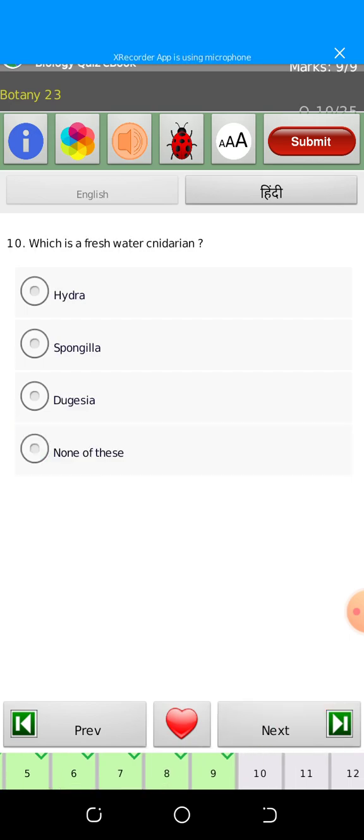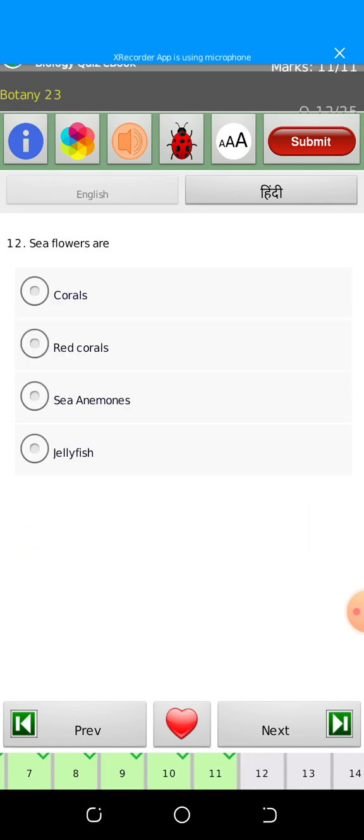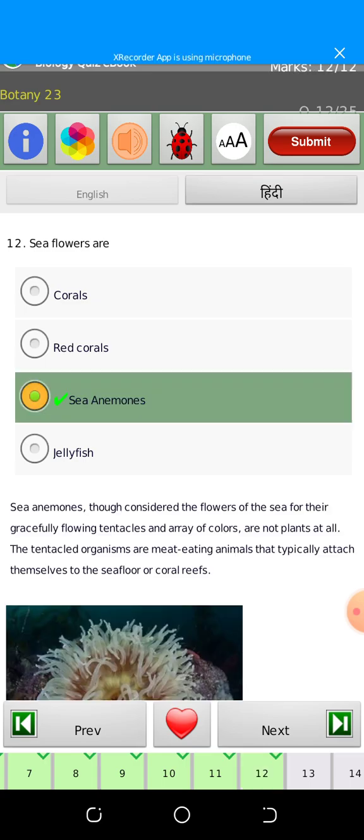Next is, which is a freshwater cnidarian? Hydra, Spongilla, Obelia, none of these. Hydra is the freshwater cnidarian. Next is, the oral opening of Hydra is called manubrium, mouth, osculum, ostium. The oral opening of Hydra is called mouth. Next is, sea flowers are corals, red corals, sea anemones, jellyfish. Sea flowers are sea anemones.